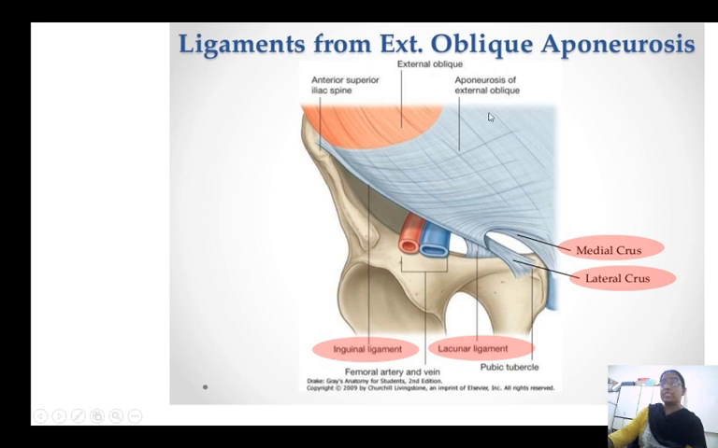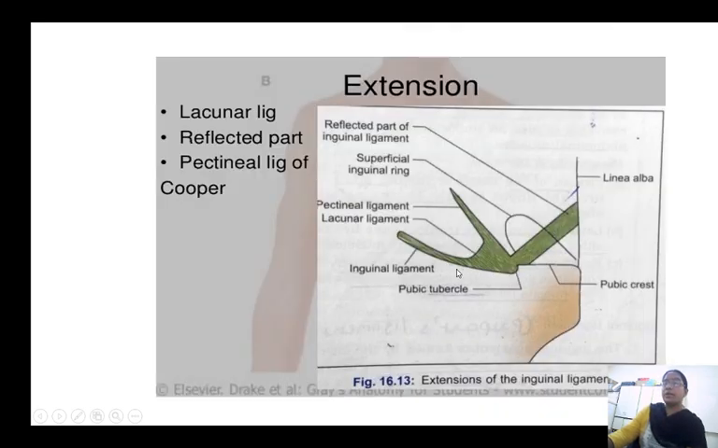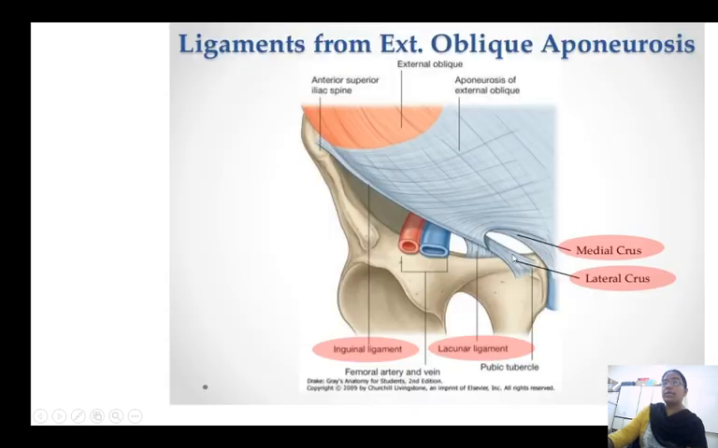Coming to the extensions of the external oblique, there are three. First is the inguinal ligament. Then the lacunar ligament, which is otherwise also called Gimbernat's ligament. Other than that, there is one more ligament called the pectineal ligament. The inguinal ligament is about 12 to 14 centimeters in length, extending from the anterior superior iliac spine to the pubic tubercle.